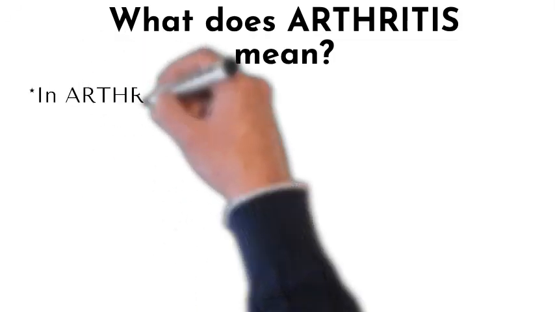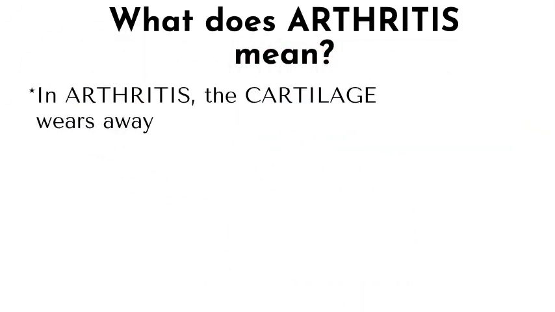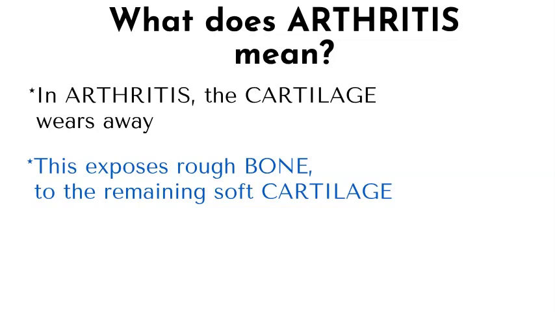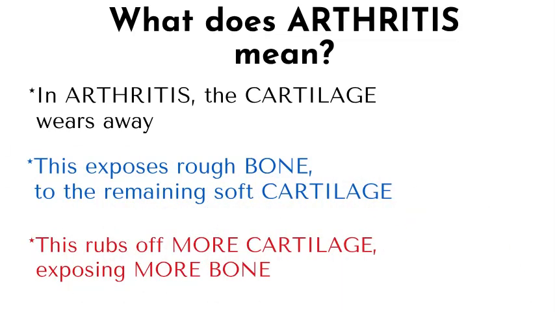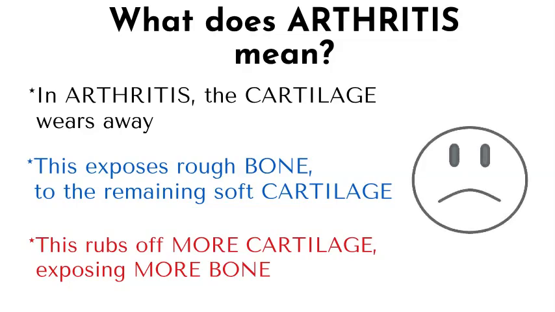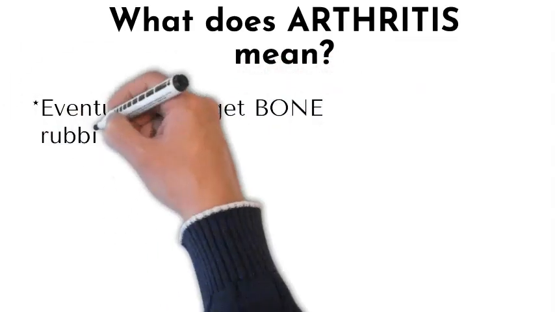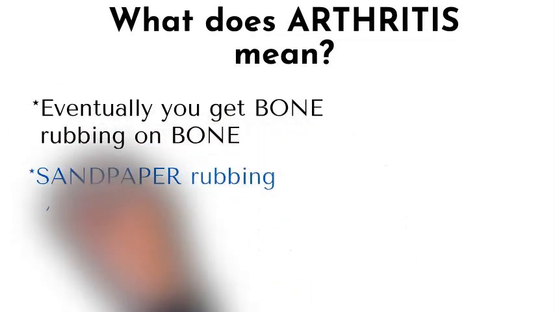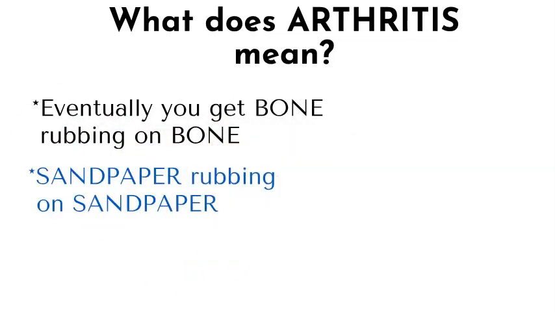What happens in arthritis is that cartilage wears away for whatever reason. And unfortunately what that means is that the rough bone is then exposed, and that can then take off any remaining cartilage like sandpaper. And it rubs off more and more cartilage, exposing more and more bone. So eventually, unfortunately, you can see where this is going, there's more bone left rather than cartilage, and eventually you get bone rubbing on bone, sandpaper rubbing on sandpaper essentially, right?